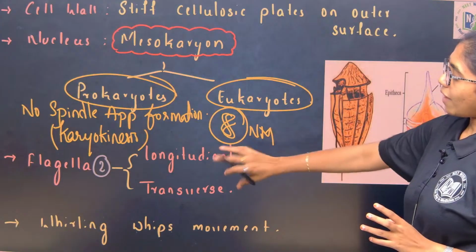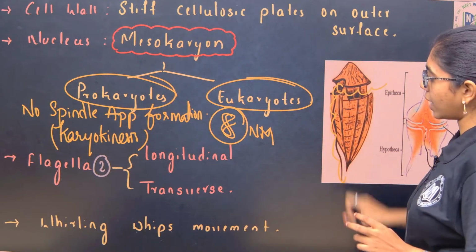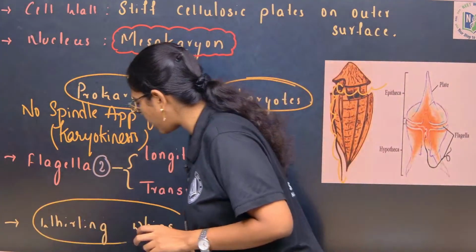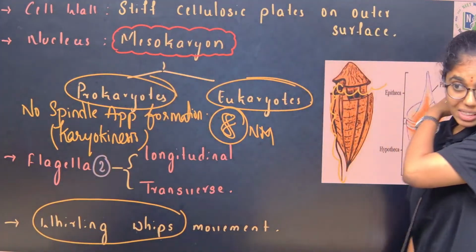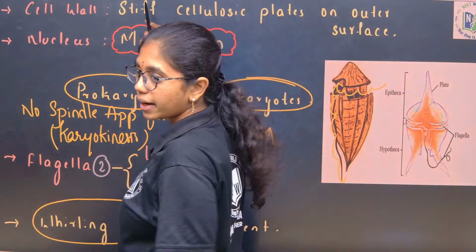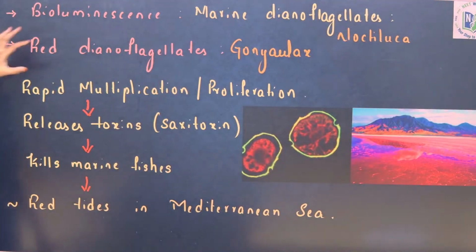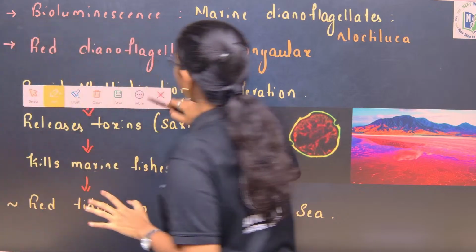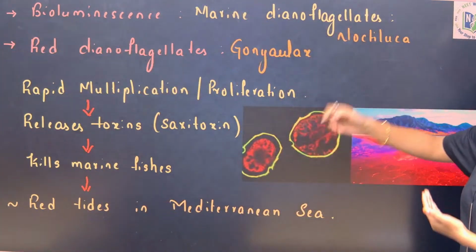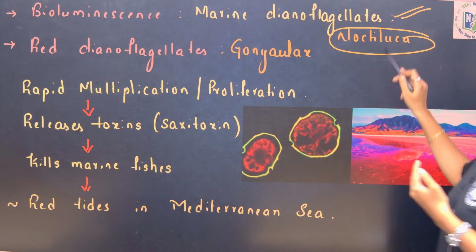So, flagella is having what? One longitudinal flagella and one transverse flagella, which will show what movement? A whirling whip movement. This is a characteristic feature of what? Dinoflagellates. Till here it is clear, right? Any doubt anywhere? Next, bioluminescence. Bioluminescence is the feature which is shown by marine dinoflagellates. Example you have to remember, that is Noctiluca.